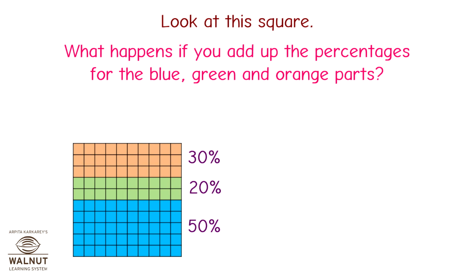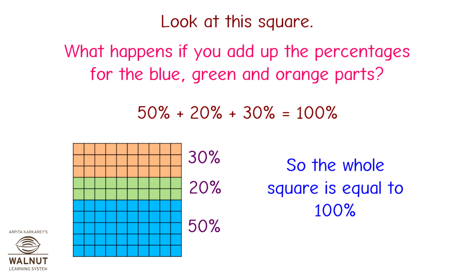What happens if you add up the percentages for the blue, green and orange parts? 50% plus 20% plus 30% is equal to 100%. So the whole square is equal to 100%.